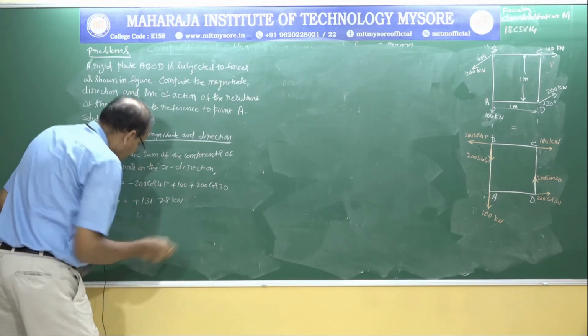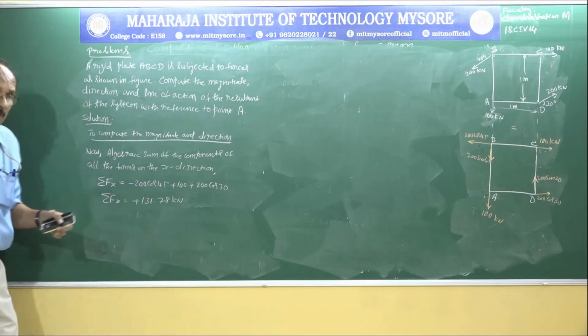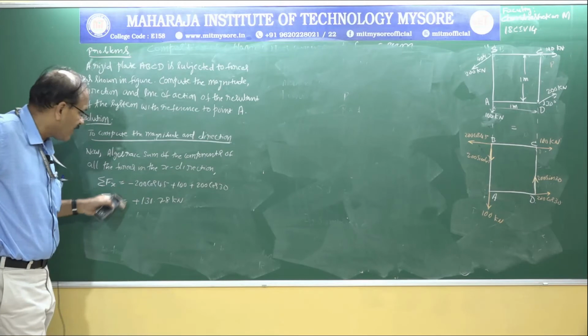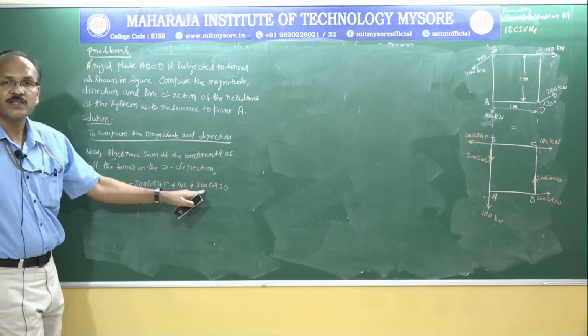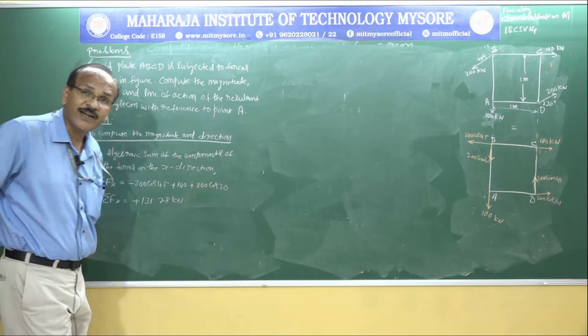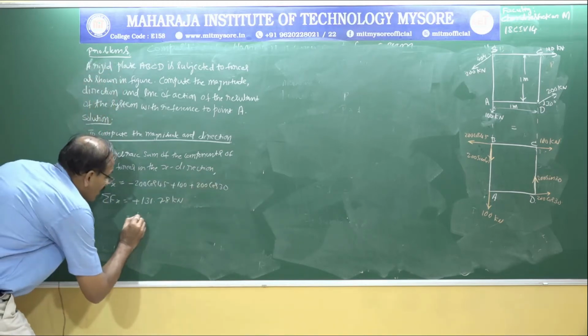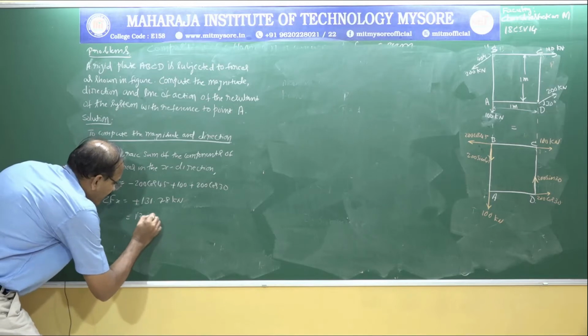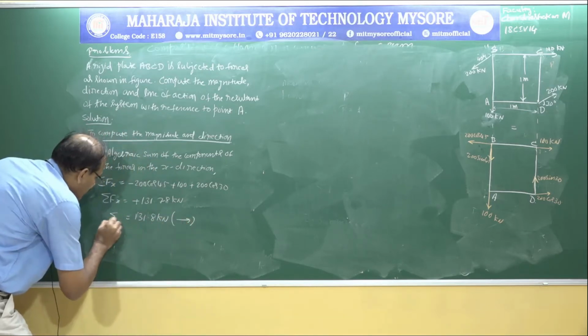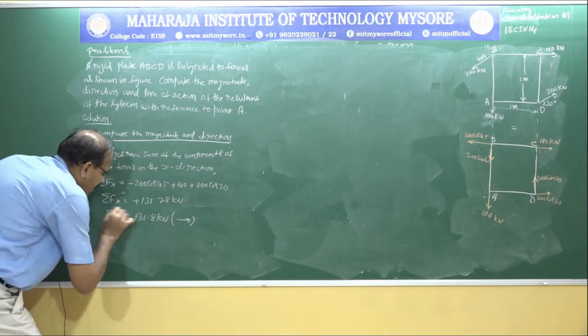131.78 kilonewton. See, if I get 131.78 kilonewton with plus sign, it means this resultant force in the horizontal direction should be acting towards right. That is 131.8 kilonewton. This is acting towards right. Sigma Fx.